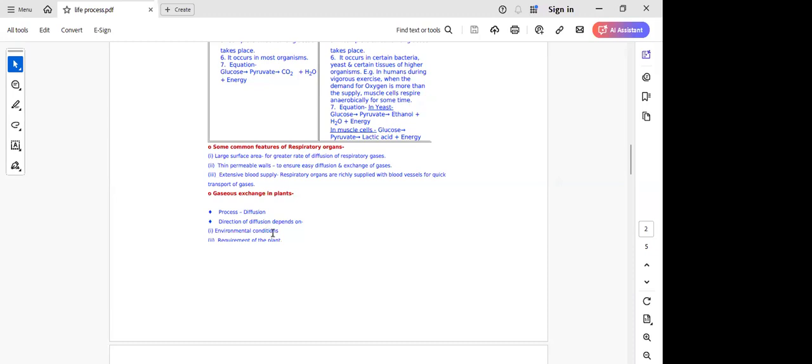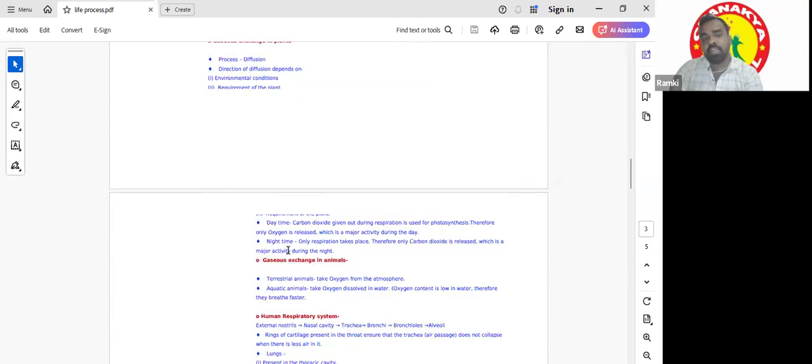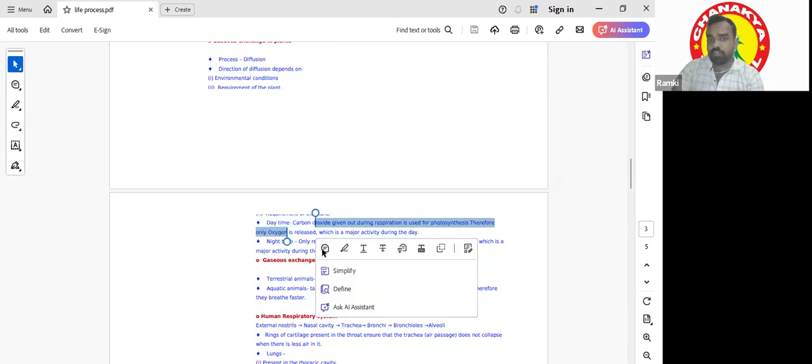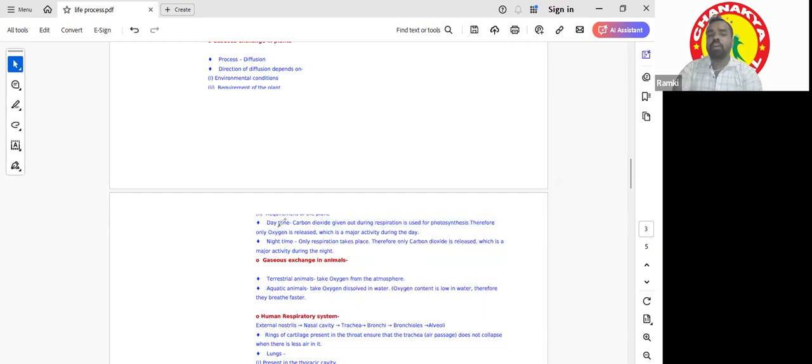Then in plants, the exchange takes place only through what, dear? Through the environmental condition and requirement. In daytime, as we know, it will do photosynthesis. What are the changes which take place there? It will consume carbon dioxide and release oxygen. At night time, it releases carbon dioxide and consumes oxygen, because at night alone it will do respiration. Terrestrial animals take oxygen from the atmosphere. Aquatic animals take oxygen from the dissolved oxygen in water.